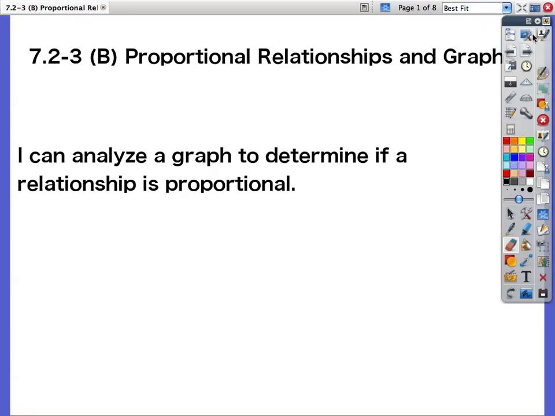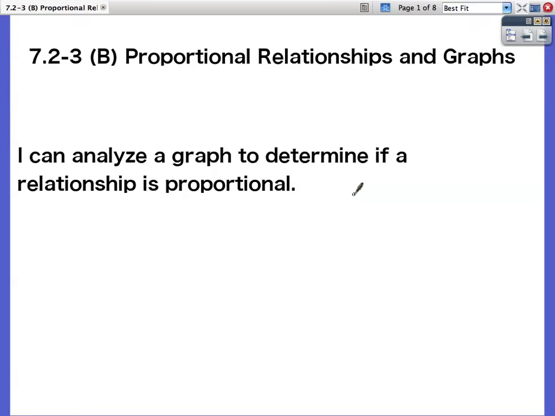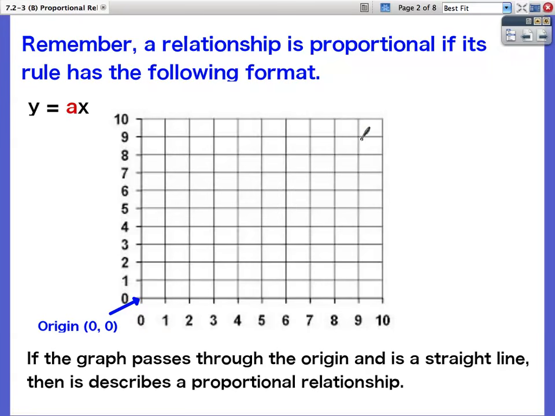So this is the second and last video for proportional relationships and graphs. And your I can statement is to analyze a graph to determine if a relationship is proportional. All right, so here's a quick reminder.